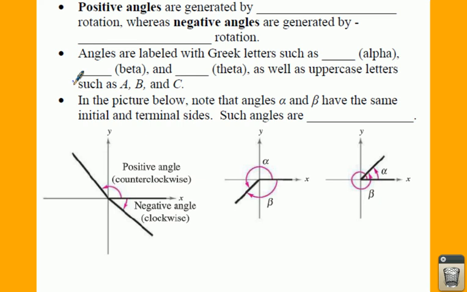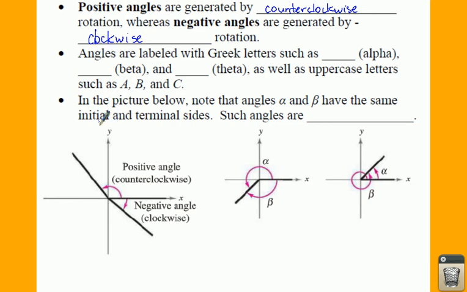Positive angles go around in a counterclockwise rotation. You have to actually kind of go backwards. So positives go around this way and keep going. If you go in the opposite direction, clockwise, those are your negative angles. So that would be a clockwise rotation.